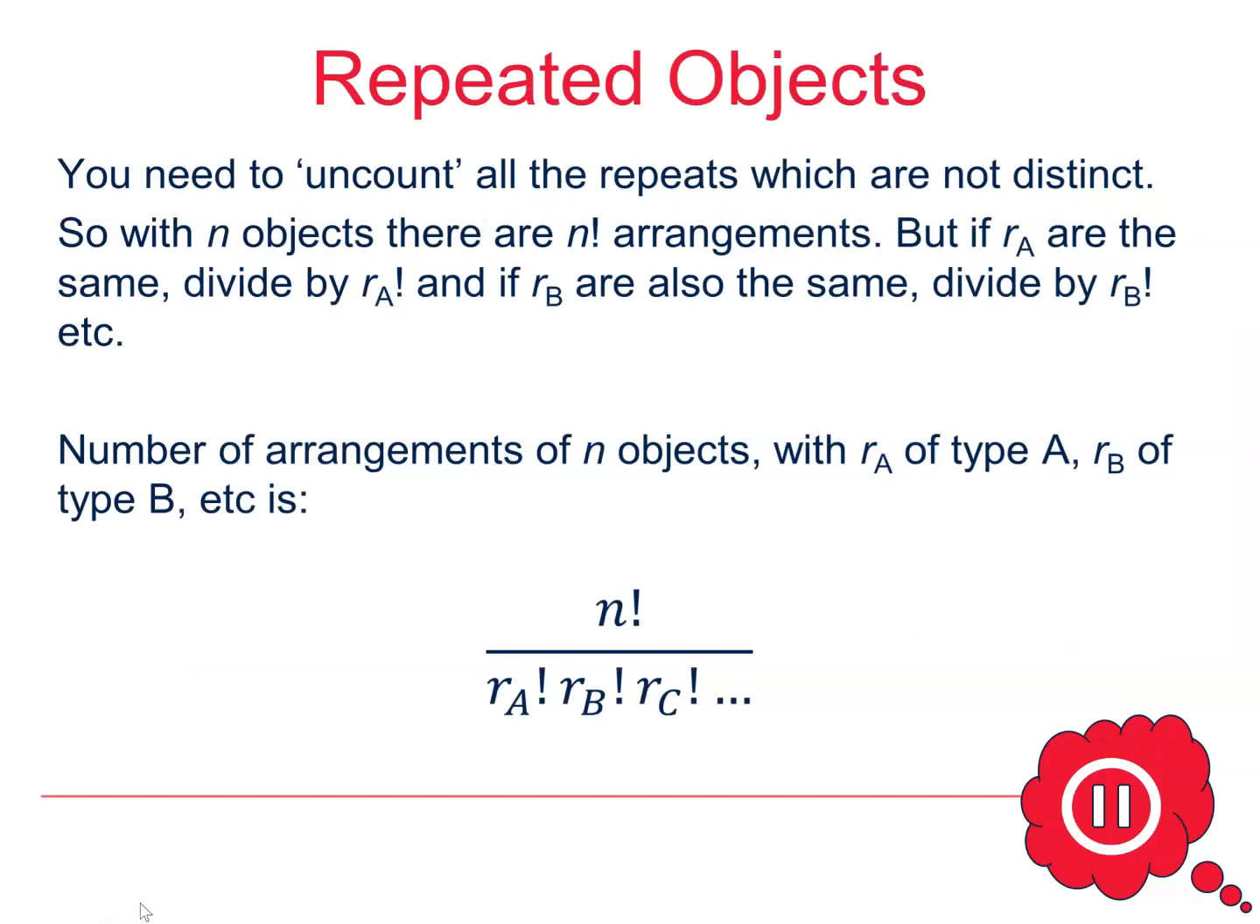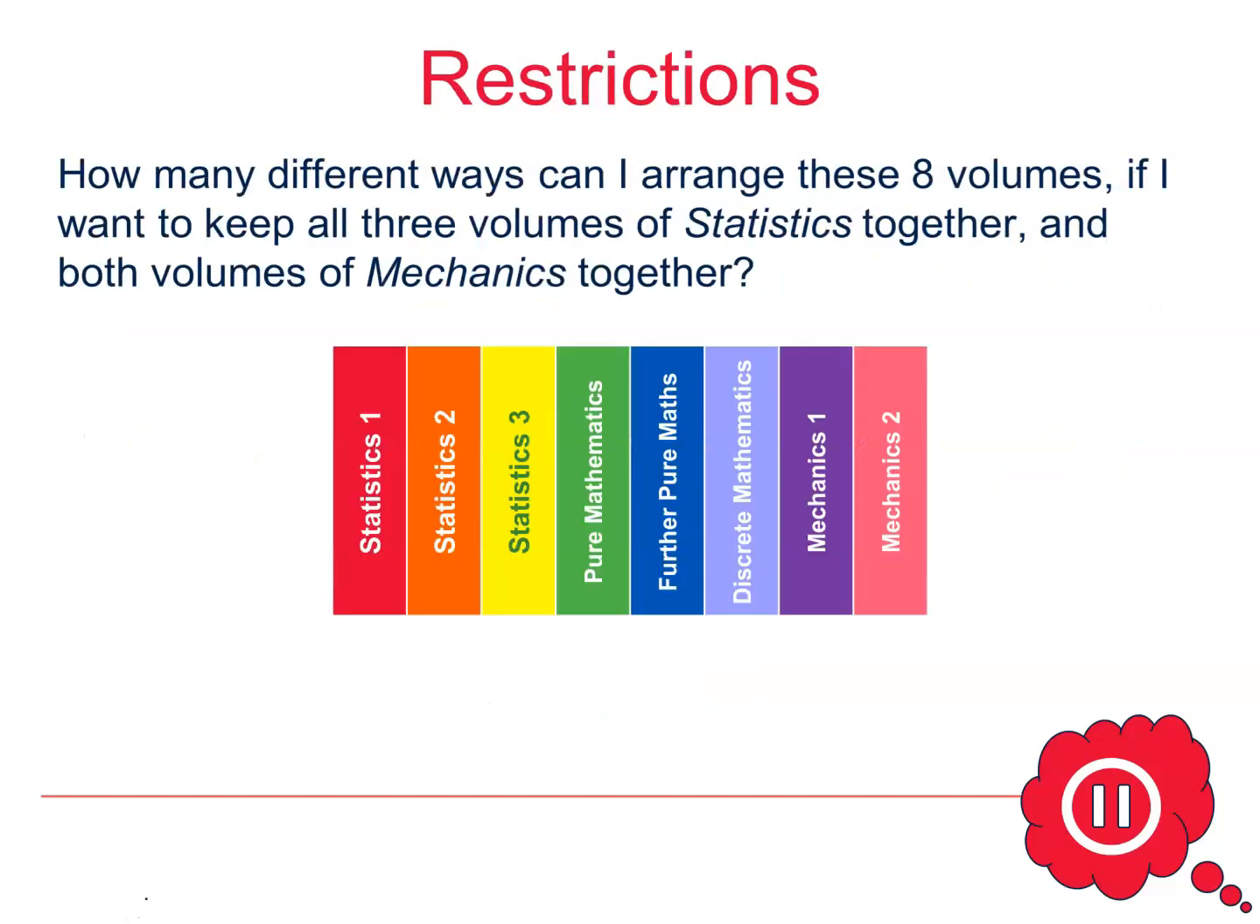So generalising in full, if I've got N objects, there are N factorial arrangements, but if RA are the same, I need to divide by RA factorial, RB are the same, divide by RB factorial, and so on. Giving a general formula here. You may want to pause the video and make some notes.